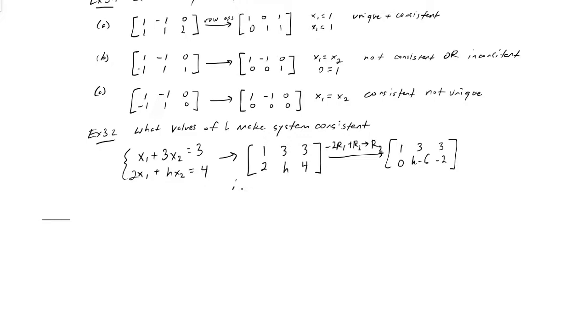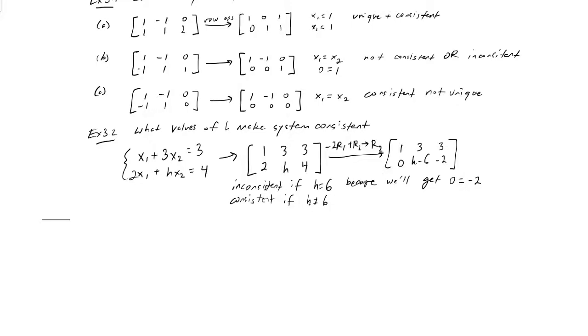Oops. It's inconsistent if h is 6, because then we'll get 0 equals -2, and it's consistent if h is not 6, because then we'll have some number here times x2 equals -2, and that can be solved because you can just divide by that number.